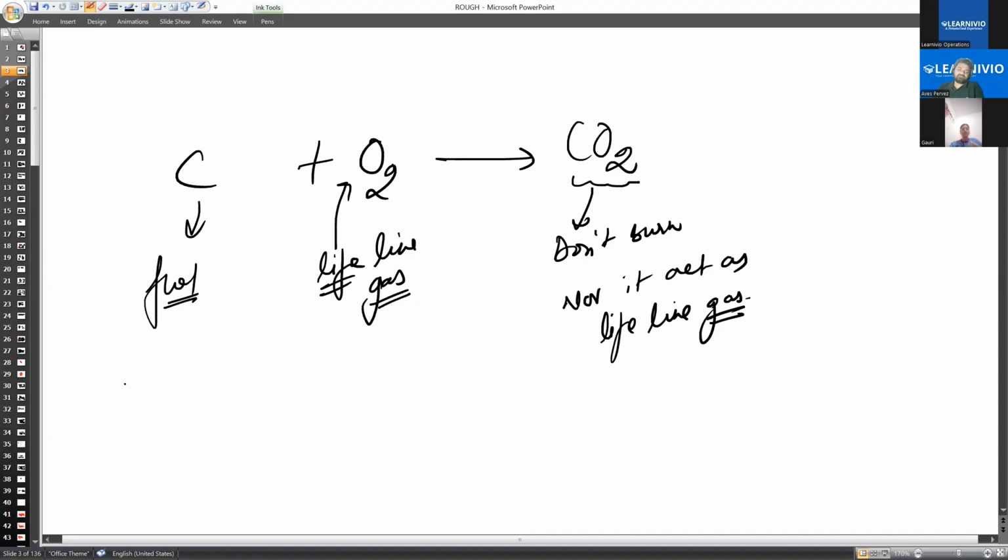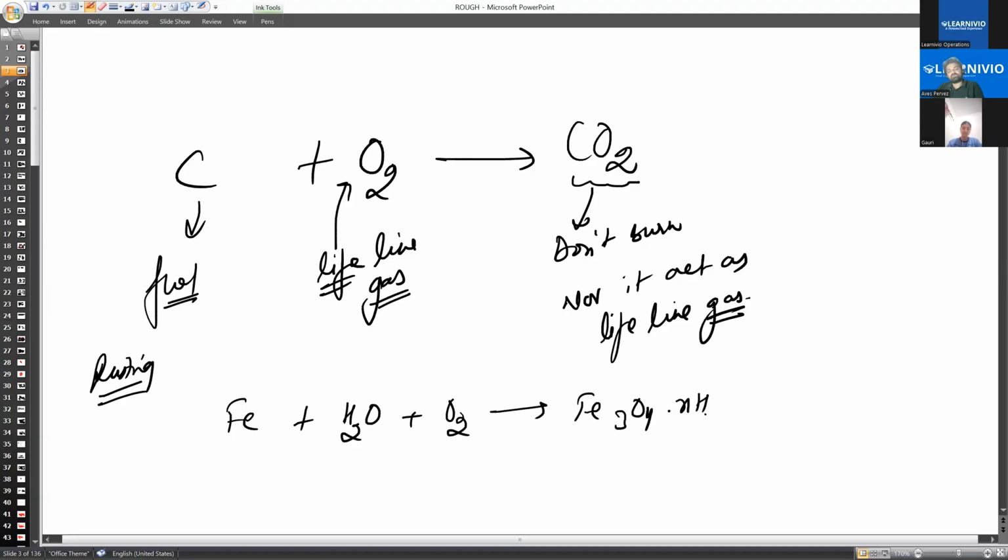Similarly, rusting. If you take the formula for rusting of iron, Fe reacts with H2O and oxygen gas to give you Fe2O3.xH2O. So this is the formula of rusting.